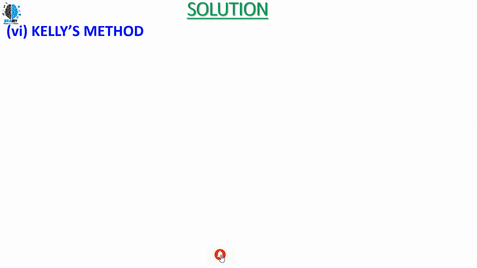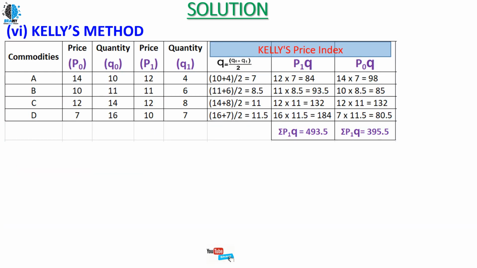So let's see the next method. We have Kelly's method. For this, we know the tabulation is given in the question: base year quantity and price, current year quantity and price. With respect to this, I am going to create the tabulation for Kelly's method. For Kelly's method, everyone knows that the Q value we have to find is a constant weight. In Kelly's method we have constant weight.